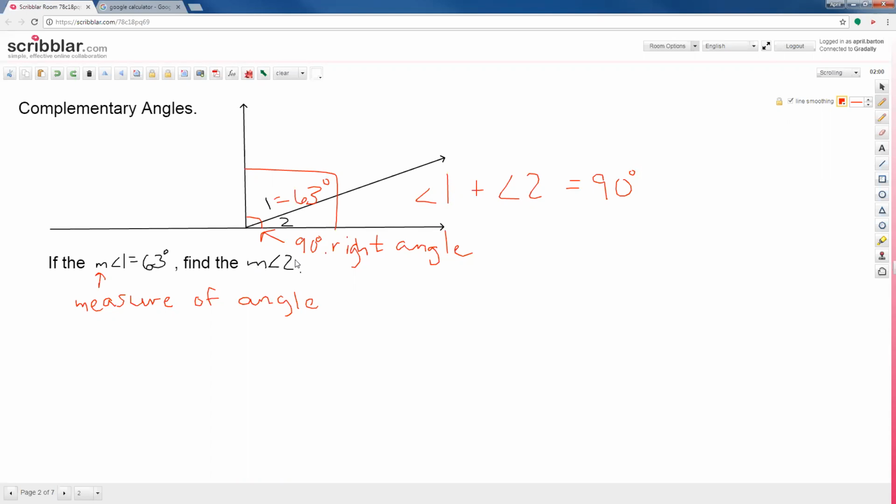So this time they're not the same. Angle 2 isn't necessarily 63. This time they add up to 90 degrees. So 63 degrees plus whatever angle 2 is. We don't know what angle 2 is. I'm just going to put a question mark. We don't know what it is. That is 90. So we've got to figure that out. What do you guys think that angle 2 would measure? What do we have to add to 63 to come out with a 90 degree measure?